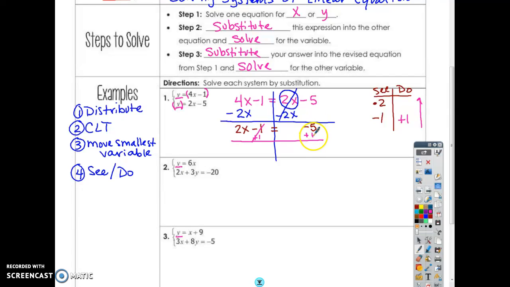What's negative 5 plus 1? Negative 4. Make sure you're using the calculator. And then the last step is to divide by 2. So divide this by 2, divide this by 2. The 2 cancels. What does that give you? X equals negative 2.